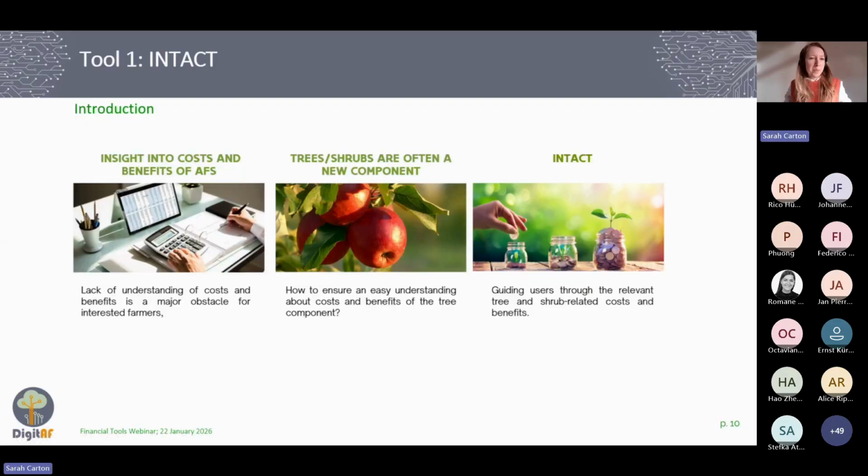So I have been working on the tool Intact, and why we started this was because there was a lack of understanding of the costs and benefits for starting an agroforestry project. And I wanted to ensure an easy understanding about those costs and benefits of the 3 components specifically. And that's how Intact rolled out. It's guiding users through the relevant 3 extrapolated costs and benefits.